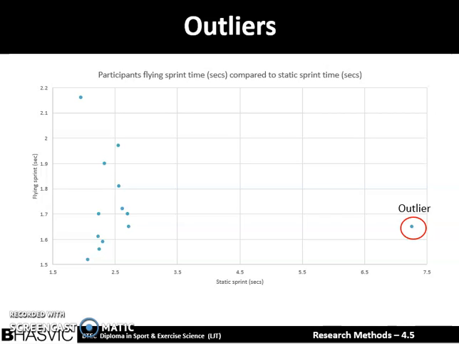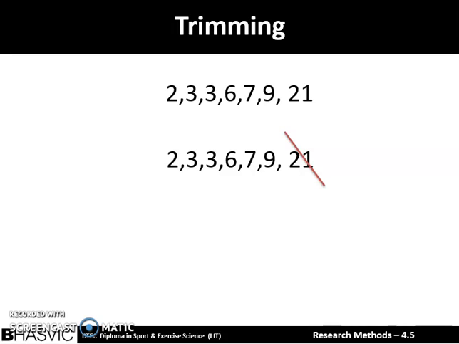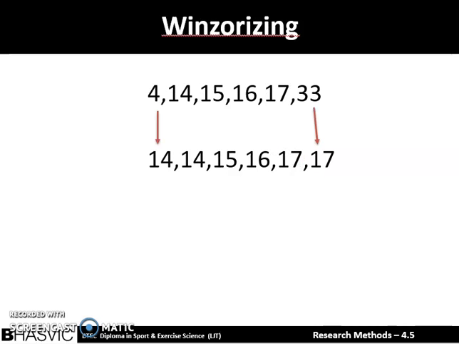Trimming is the process of removing the data points from analysis that are unlike most of the data in the set. As you can see here, I have a set of data: 2, 3, 3, 6, 7, 9 and 21. 21 doesn't follow the trend as all the rest of the numbers are very similar in size. So with the process of trimming, we just remove the 21.